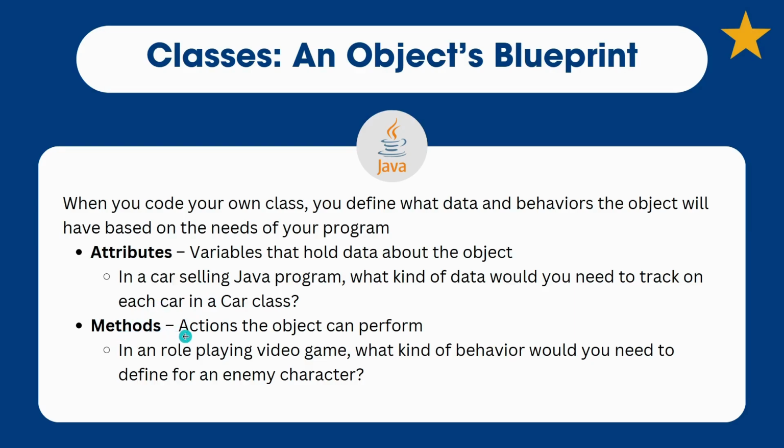And then methods. So methods are the actions the object can perform. So if this is how we describe what the object looks like or information about the object, well, the actions or the behavior, the things that the object can actually do, that would be defined through the methods. So in a role-playing video game, what kind of behavior would you need to define for an enemy character?